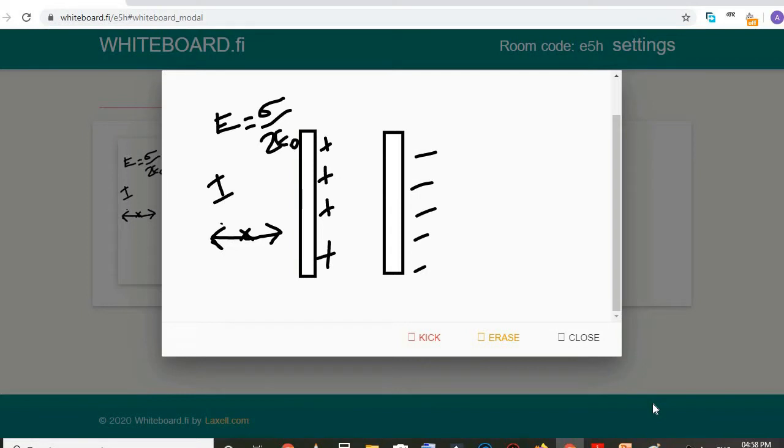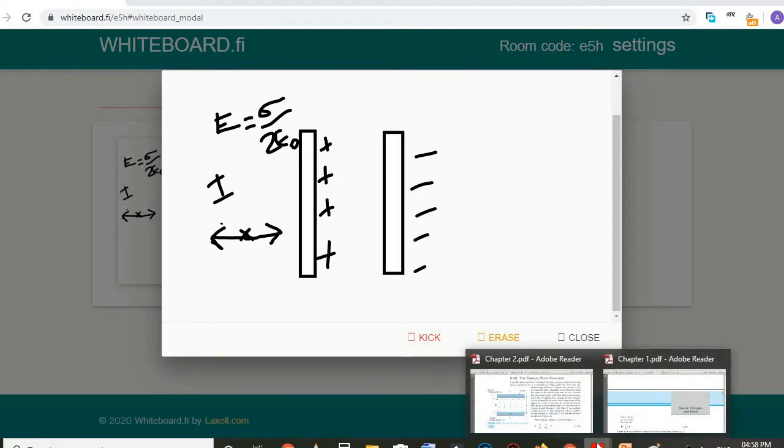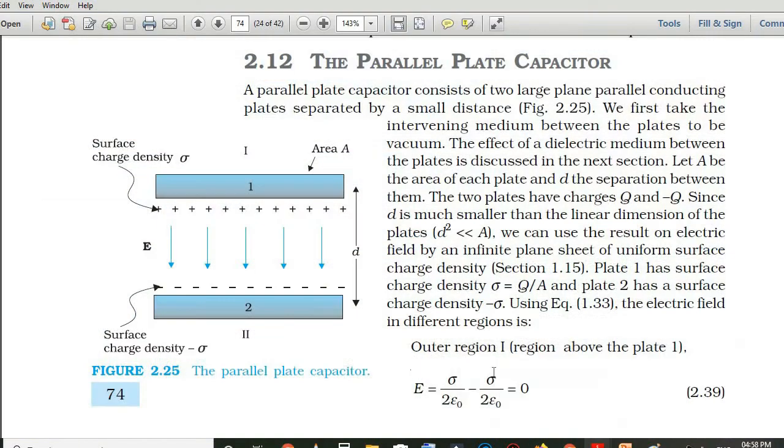Then the electric field because of the positively charged plate will be sigma by 2 epsilon 0, and because of the negatively charged plate it is minus sigma by 2 epsilon 0. When you add them, you will get the electric field as 0.